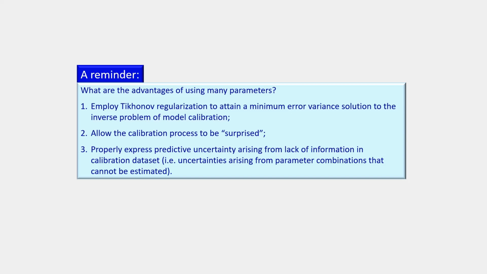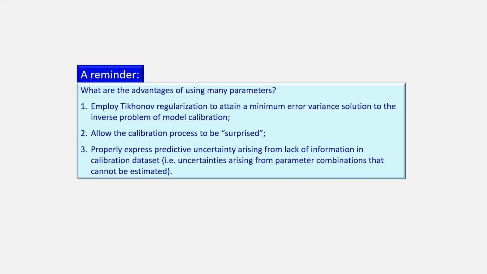We discussed the fact that, ideally, that quest for uniqueness, which is model calibration, should lead us to a minimum error variance solution of an inverse problem. We don't get the correct parameter field, we get a parameter field whose potential for wrongness has been minimized if we do our regularization properly. And that happens better if we have many parameters at our disposal.